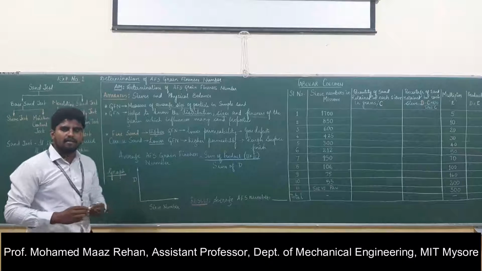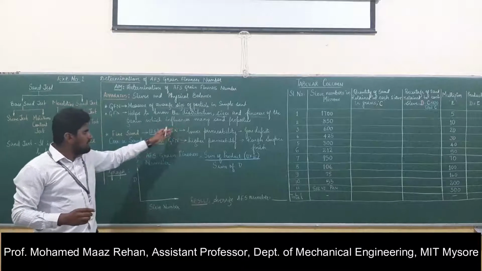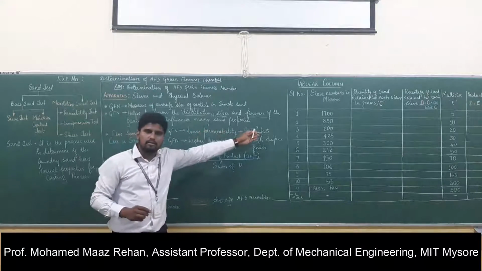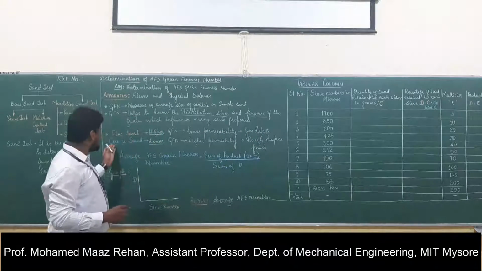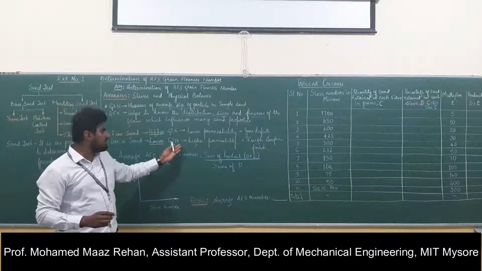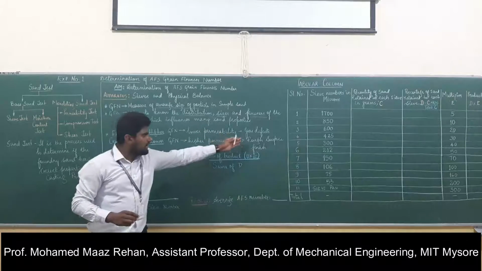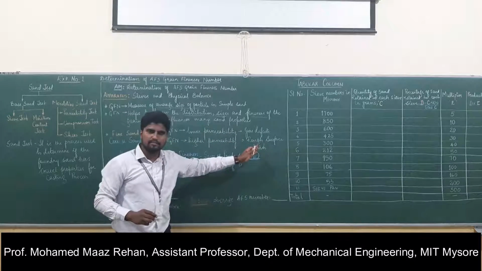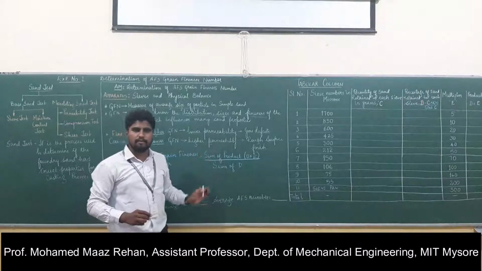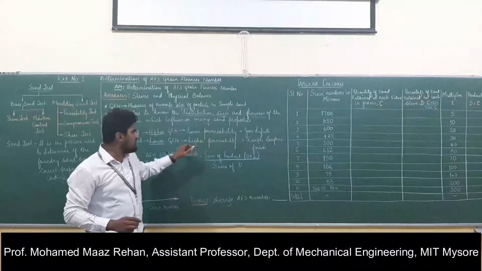Correct? So if the sand is very fine, that results in a higher grain fineness number, which results in lower permeability, and we will get gas defects. If the sand is very coarse, then it results in a lower grain fineness number, which results in higher permeability, and we will end up with a rough surface finish. What exactly is permeability? Permeability is a property of sand that allows gases to flow through the sand.